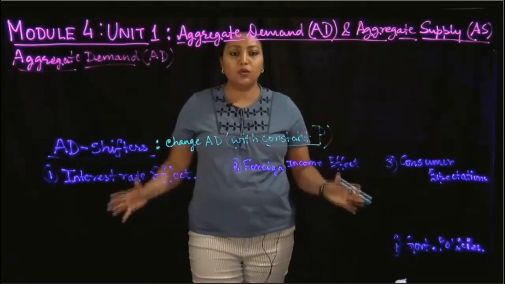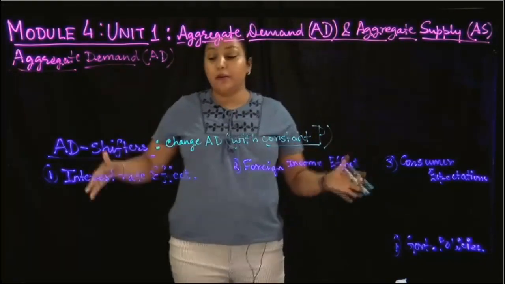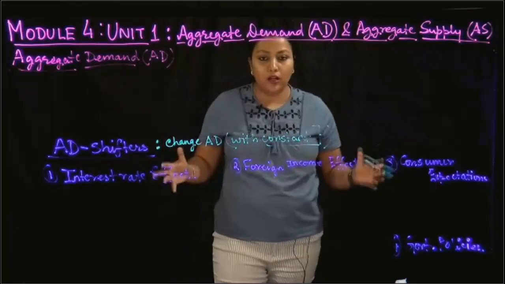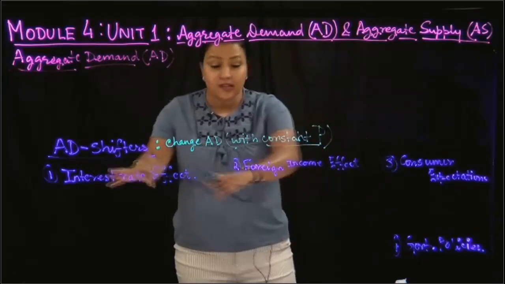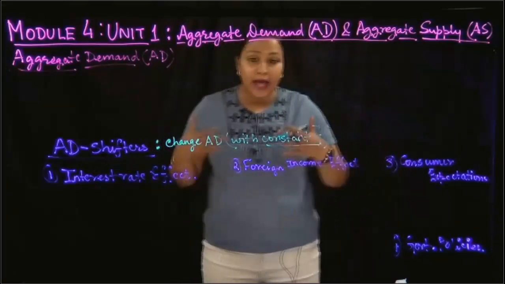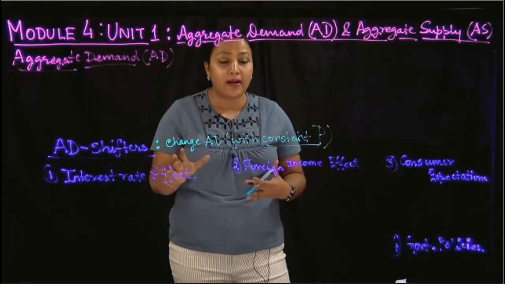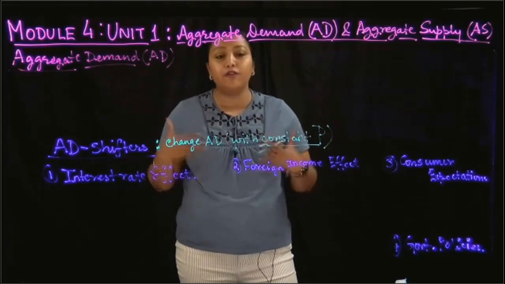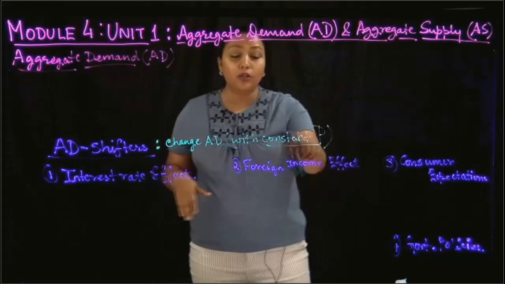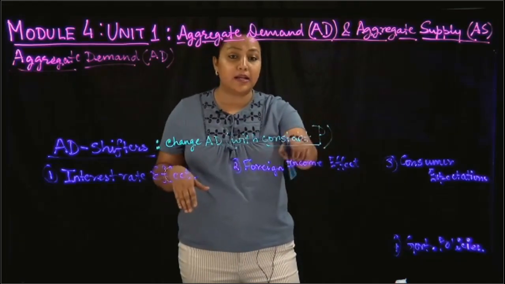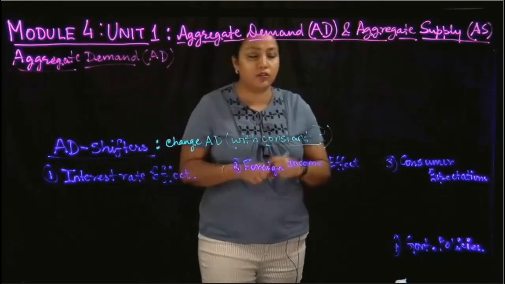So in this video, let's talk about the aggregate demand shifters in a little detail. I said that these are the factors that can lead to an increase or decrease in the aggregate demand and hence cause a shift of the aggregate demand curve with no change in the price index. That means the price index staying constant.